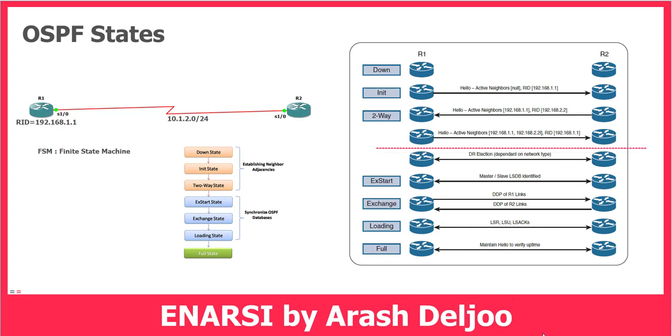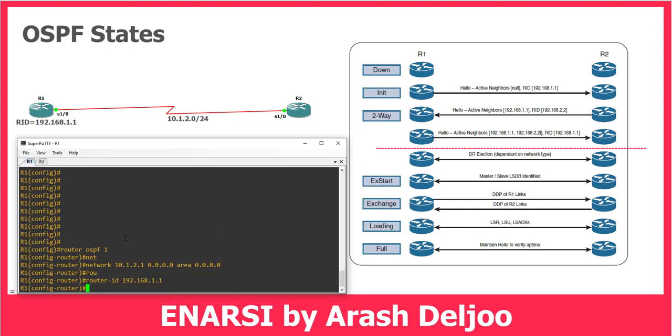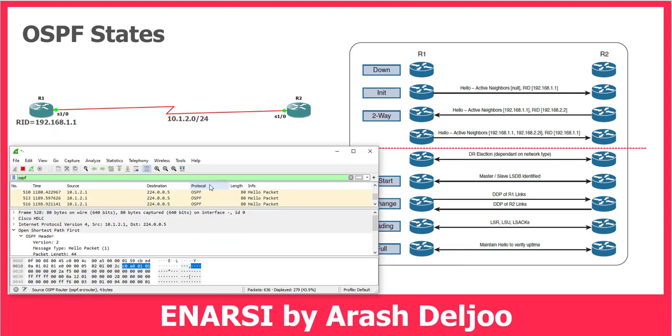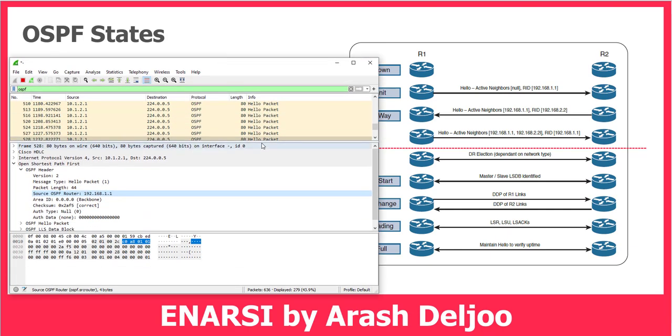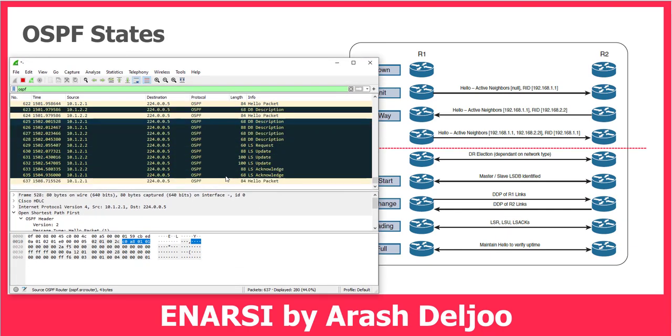Here in our configuration, we should also configure router 2. Router OSPF 1, then router ID 192.168.2.2, and after that network 10.1.2.2 0.0.0.0, again area 0. That's it. Let me show you what is happening in the capture file. This is our capture file, and in it you can see the process.